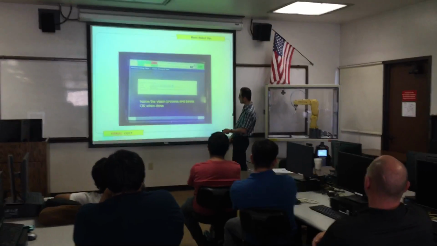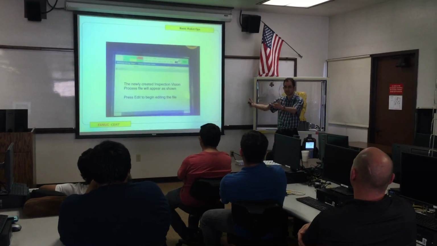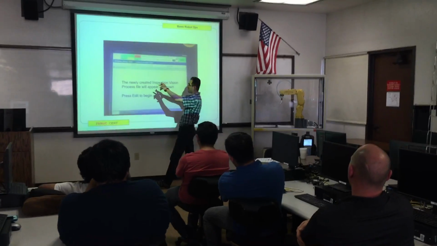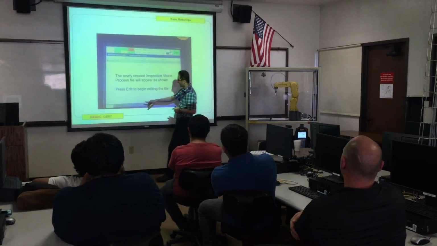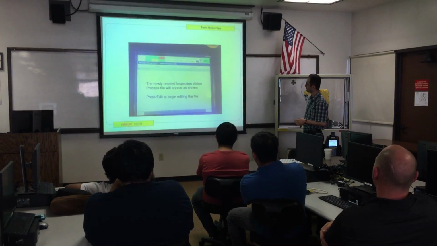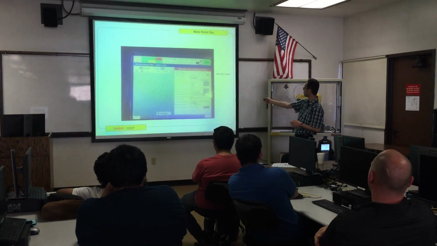And then once you do that, you're going to press OK, right? You're going to press OK, and then there you go. You just created an inspection vision process, but you're going to set it up now, right? You just create a name. Now I have to go and edit it, right? To train it, to teach the system, right? So you press edit, and then this screen opens up.